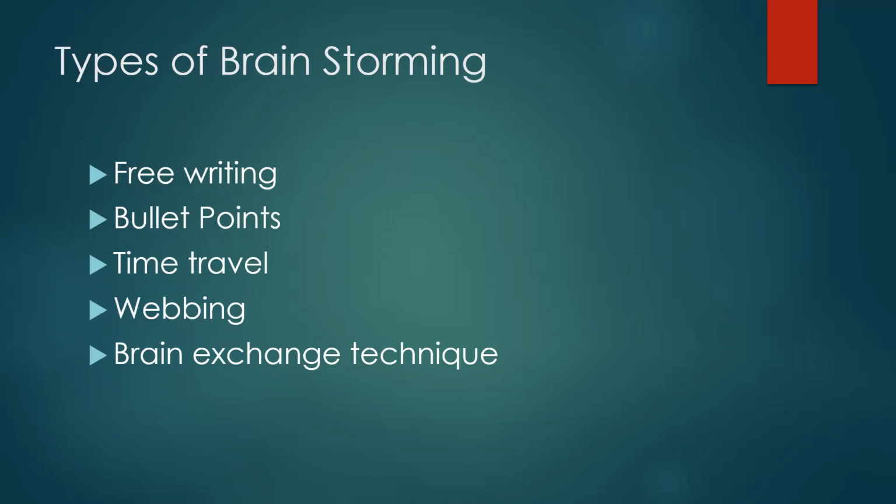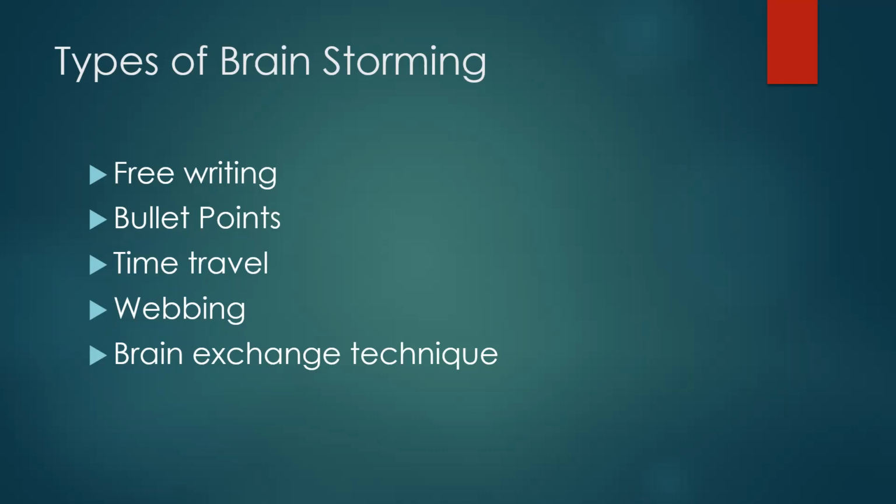Number one, free writing. Free writing is like writing down the first thought that comes to your mind. It can be used when there is not enough information available to begin with. The next one is bullet points. This begins after free writing. For every idea listed in your free writing, you have to try building more content for each one of them by using bullet points.